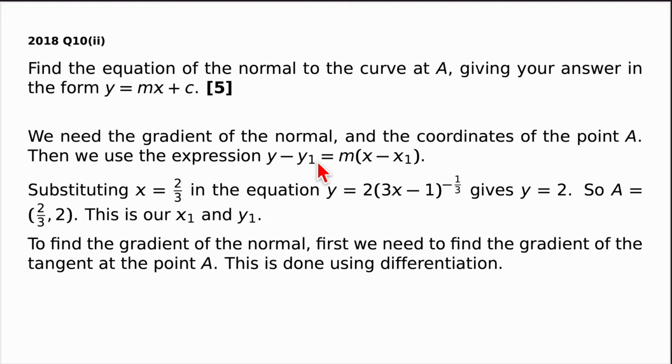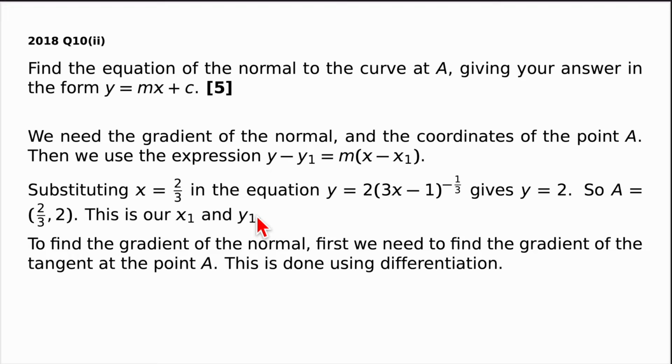So you need to know what m is, the gradient, and the coordinates of the point A, which will be x1 and y1. So we know that at A, x is equal to 2/3. It's where the curve and the line x equals 2/3 intersect. So that's my x value, my x1. And if I substitute that into the expression for the curve, that'll give me the value for y. So putting in x equals 2/3 in here gives me the value y equals 2.